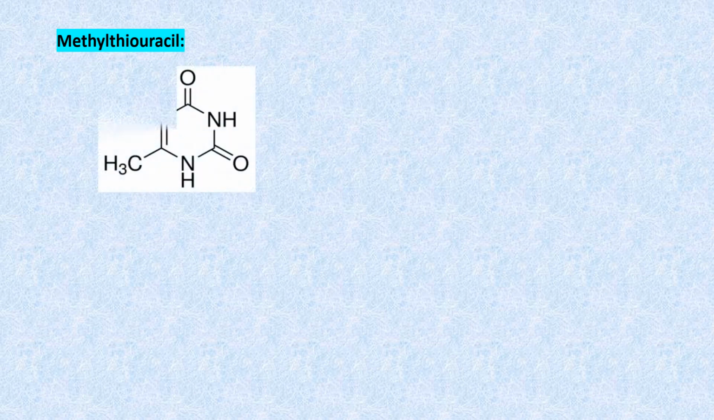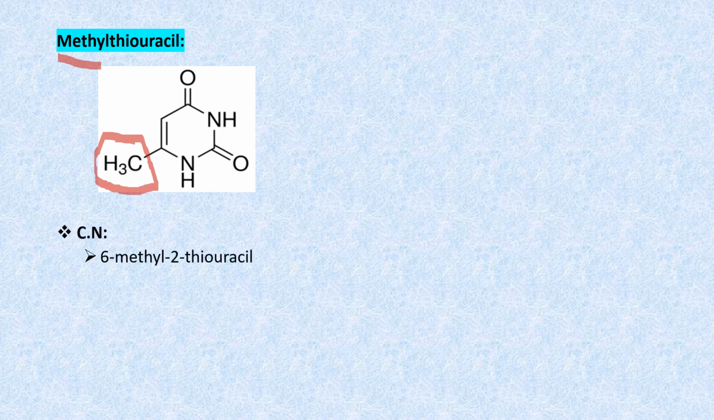Then the next drug, that is methylthiouracil. This is the structure of your methylthiouracil. Same way, if you remember the structure of propylthiouracil, you can easily draw the structure of methylthiouracil. What has been the change? The change is at 6th position: instead of propyl group, the methyl group has been attached. Therefore, the name is methylthiouracil. And in propylthiouracil, at 6th position, the propyl group is present. Therefore, the chemical name will be 6-methyl-2-thiouracil.